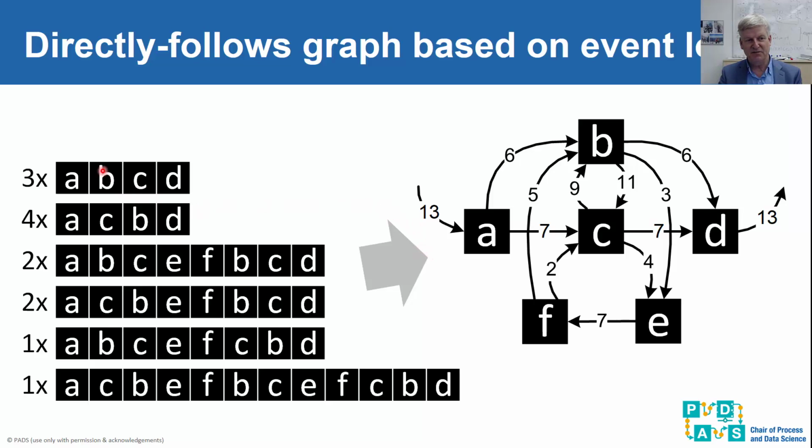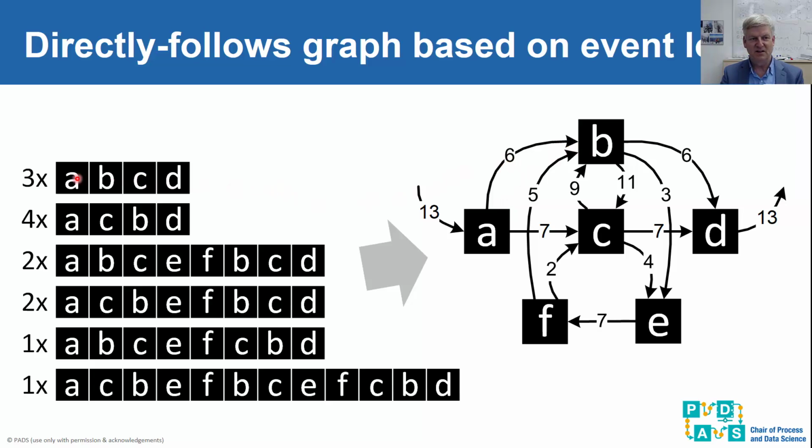If you look carefully, you can see that all of these 13 cases start with A and end with D. So this directly follows graph is showing that from the outside we always start with A. There are 13 cases and they always end with D. Then we can look at the other arcs. For example, this directly follows graph says that A is directly followed by B 6 times.